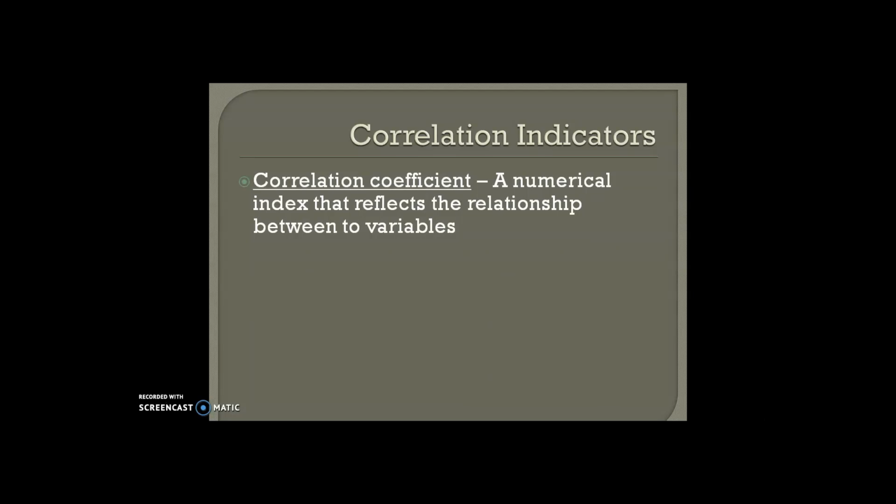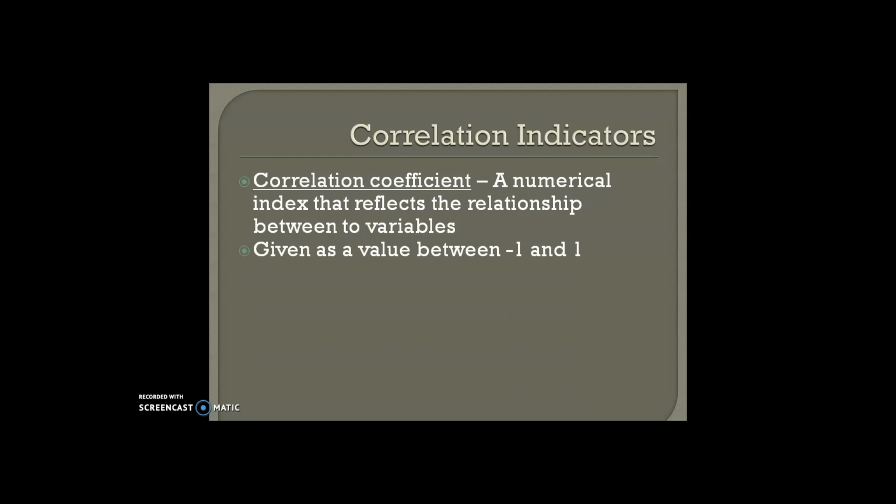So some indicators, once again, this should be a review. We've talked about the correlation coefficient, a numerical index that reflects the relationship between variables, right? That's all it is. It doesn't establish causation, doesn't establish prediction. And this is represented by a lowercase r, italicized, right? Hopefully that sounds familiar. We saw it this past summer.